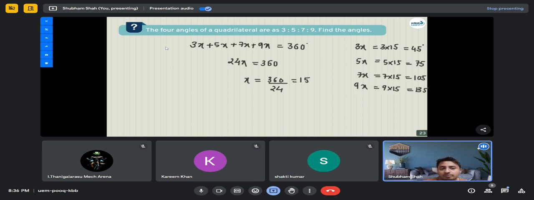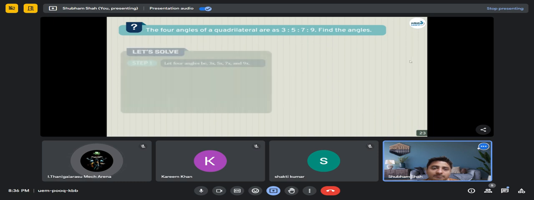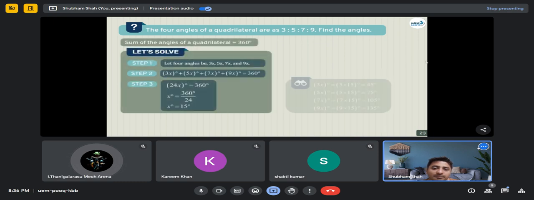Note this in your copy, everyone. Is anybody having any doubt? Clear to each and everyone? Okay, good. So these are the angles: 45, 75, 105 and 135.